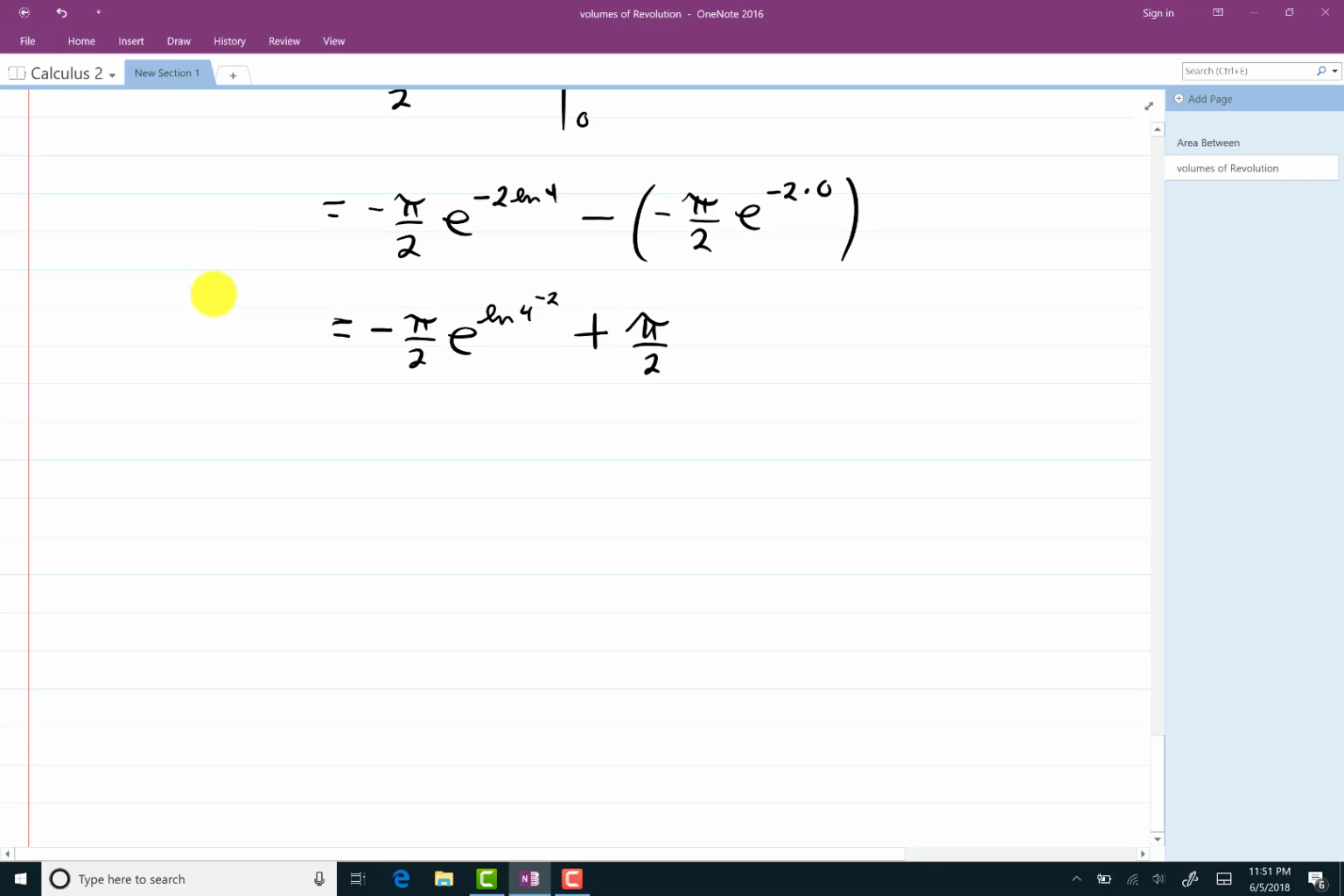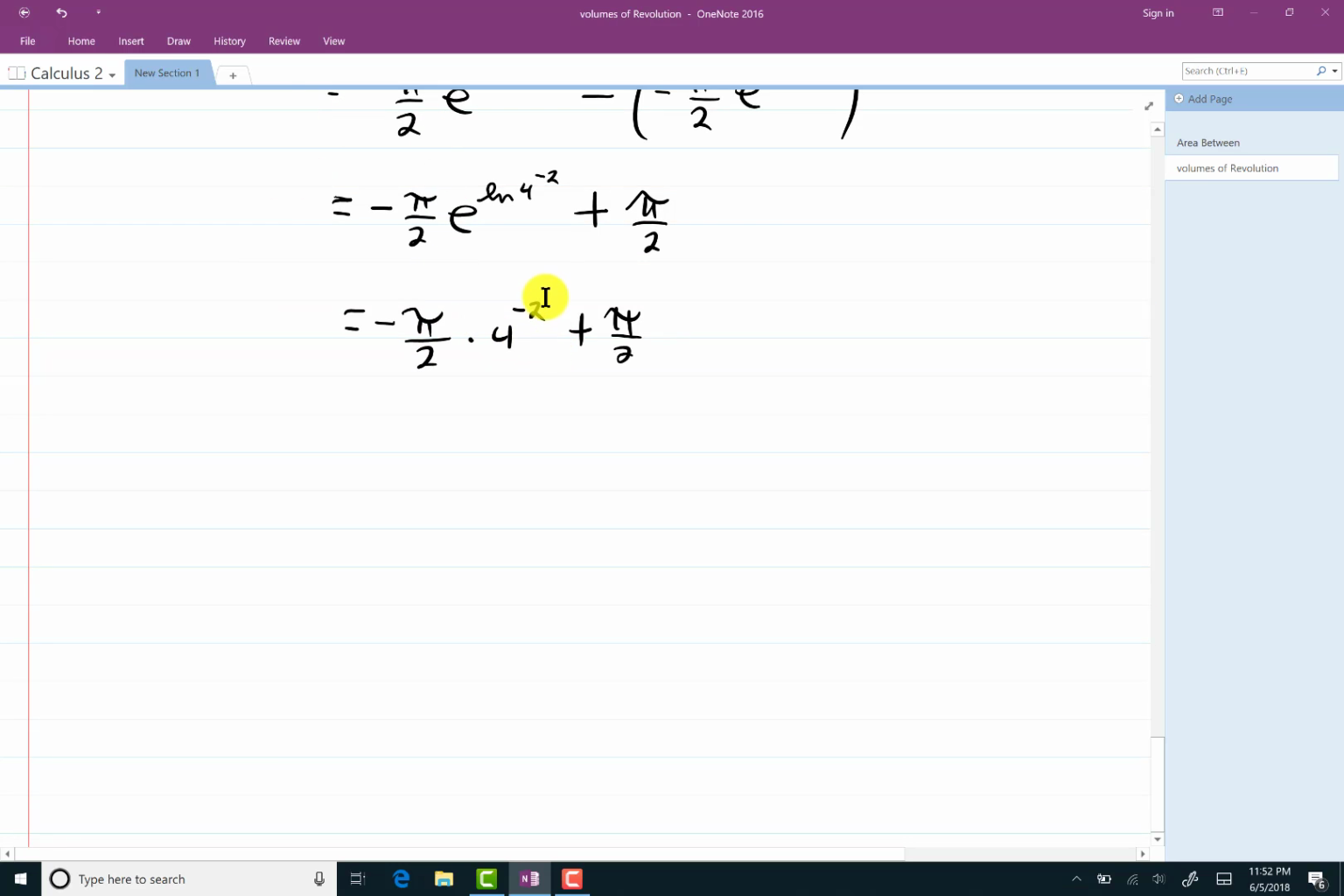The reason I went through this trouble is because the e and the ln cancel each other, and I have negative pi over 2 times 4 to the negative 2 plus pi over 2. 4 to the negative 2 is 1 over 16, so I have negative pi over 32 plus pi over 2. If I change this to 16 pi over 32, you'll see that my final answer is 15 over 32 pi.